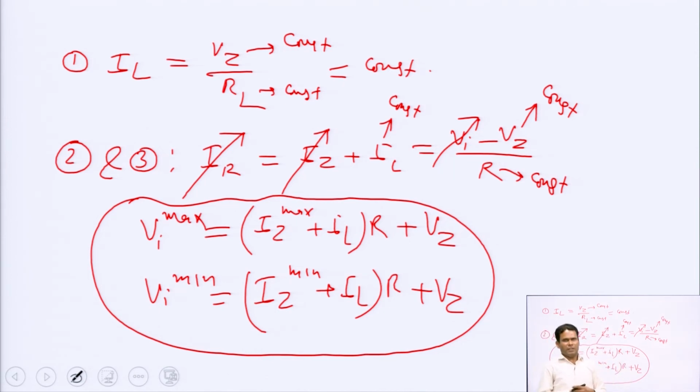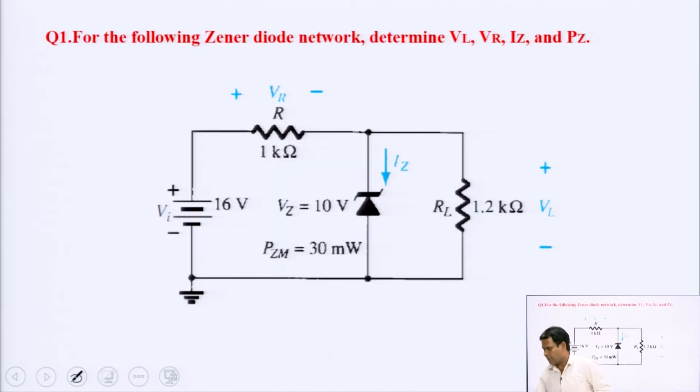Sometimes the question asks to calculate the range of input voltage so that the output remains constant, equal to 10 volt or 8 volt, or whatever be the numerical value in the question. Then we can easily find the values. Now, some questions are here. This is the question. Here it is asking: for the following Zener diode network, determine VL, VR, IZ and PZ. Here this is 16 volt, and it is 1 kilo ohm, it is 1.2 kilo ohm, and Vz is equal to 10 volt, Pz max is equal to 30 milliwatt.